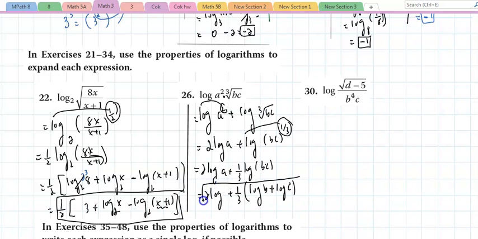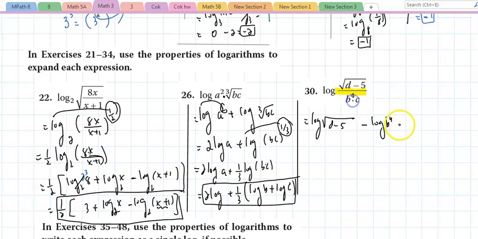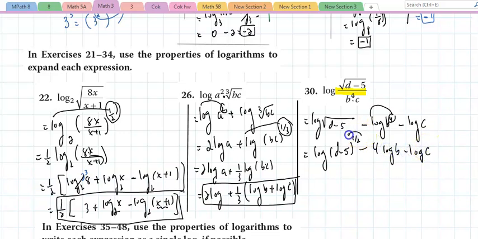You could distribute the 1/2 in. You could leave it as is. That makes no difference. Here, I notice there's division. So I'm going to say this is the log of the square root of d minus 5 minus the log of b to the 4th minus the log of c. You could do that in 2 steps. You could do it in 1 step. That's the log of d minus 5 to the 1/2. I can move that up front. And if I move this up front, pretty much I'm done.